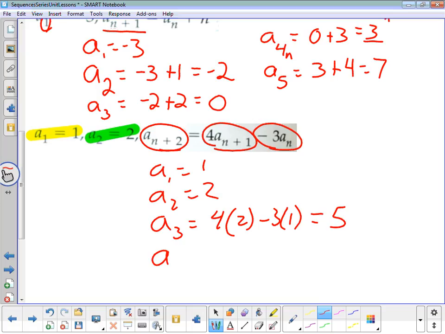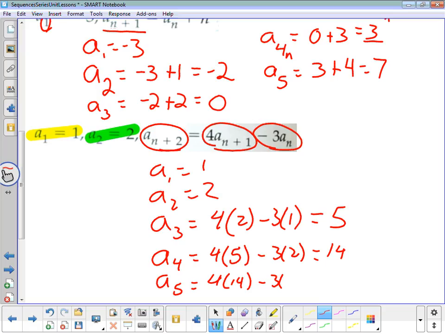So now A4 would be 4 times A3, which is the 5, minus 3 times A2, which is the 2. So now I have 20 minus 6. I've got 14. My fifth would be 4 times A4, which is the 14, minus 3 times A3, which is 5. So I got 56 minus 15. I get a 41.